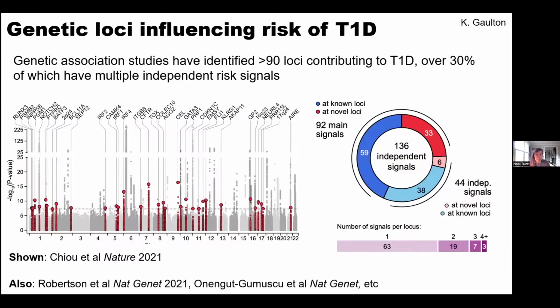So I'll talk a little bit about type 1. These are slides courtesy of Kyle. He can explain them better than I can, but I'll quickly go through them, which is, for type 1 diabetes, to date, about 136 independent signals have been associated with type 1 diabetes. About 90 loci are contributing, and over 30% have independent signals. So the challenge here is there are a lot of signals. We don't know what they all do, right?